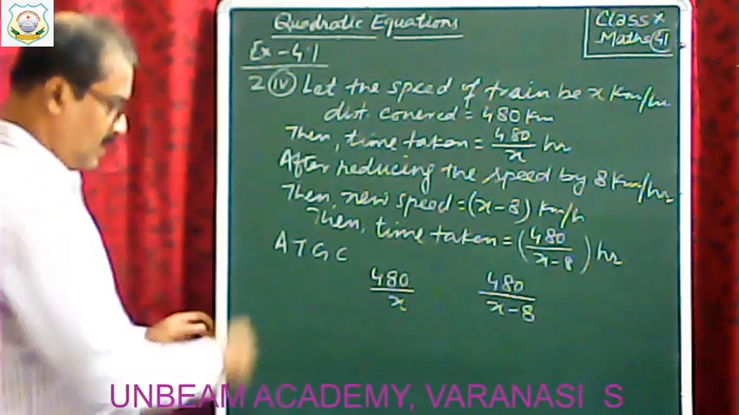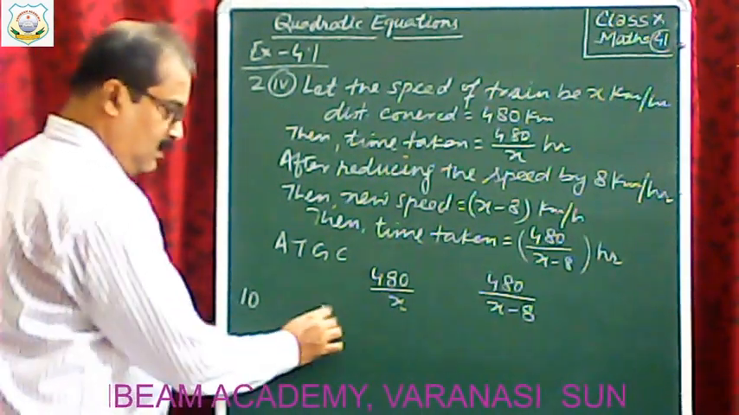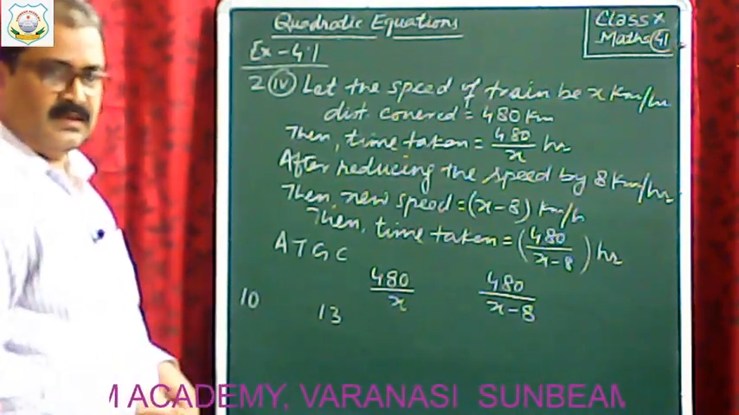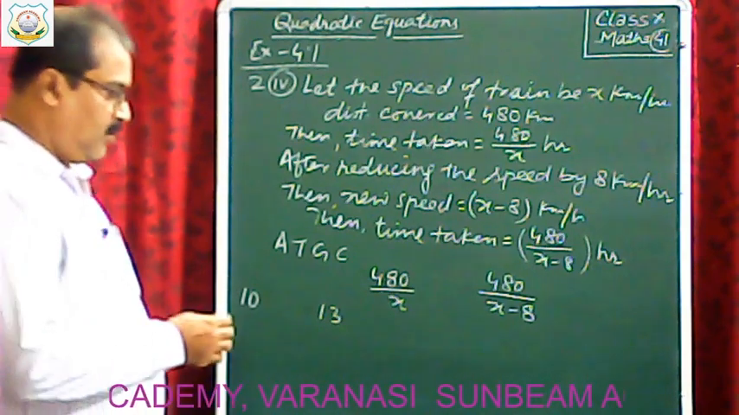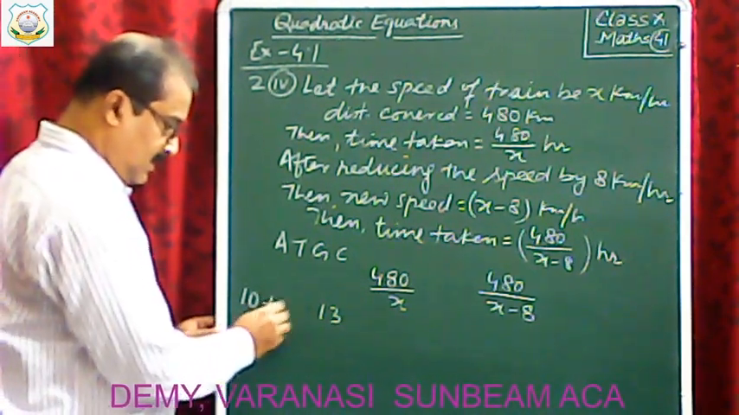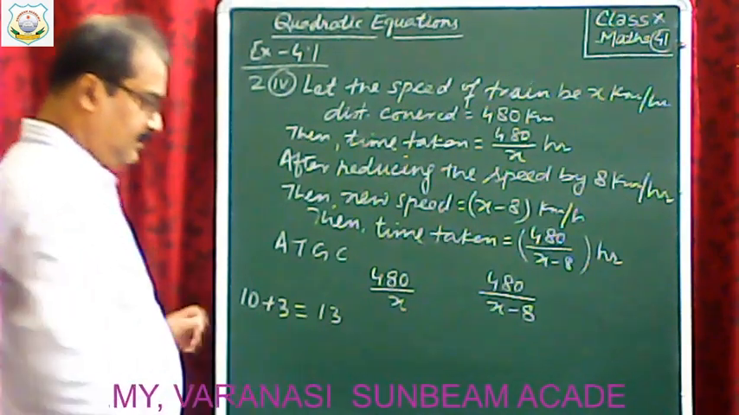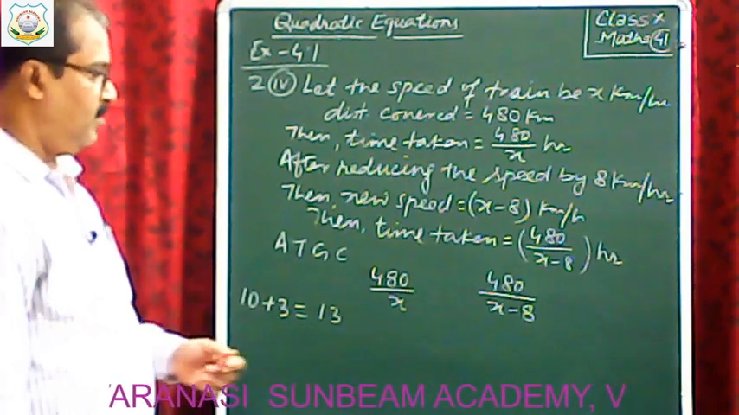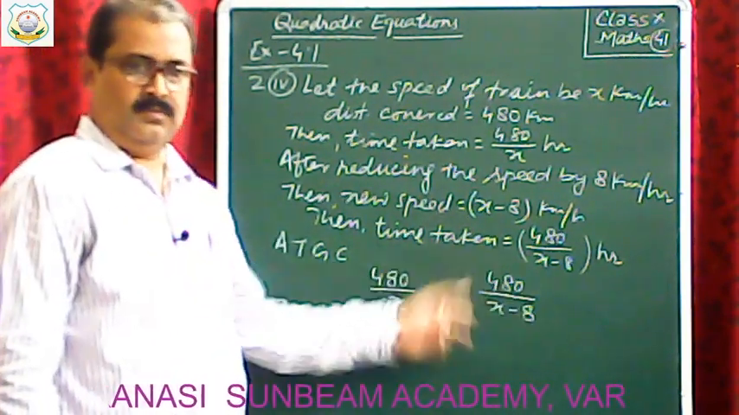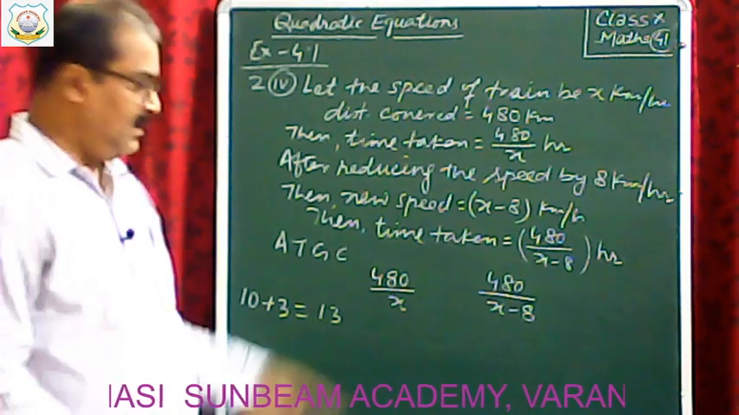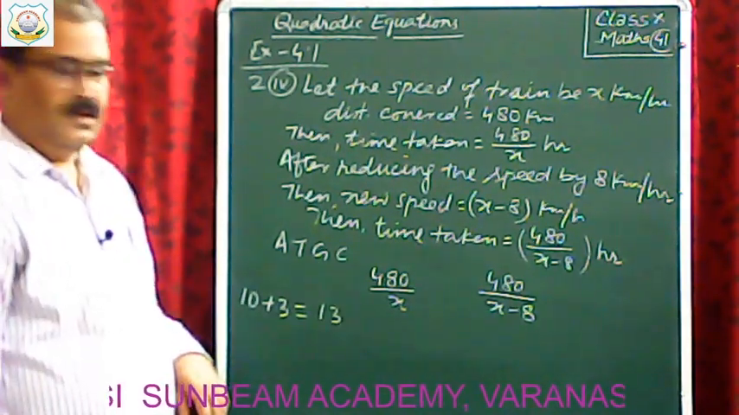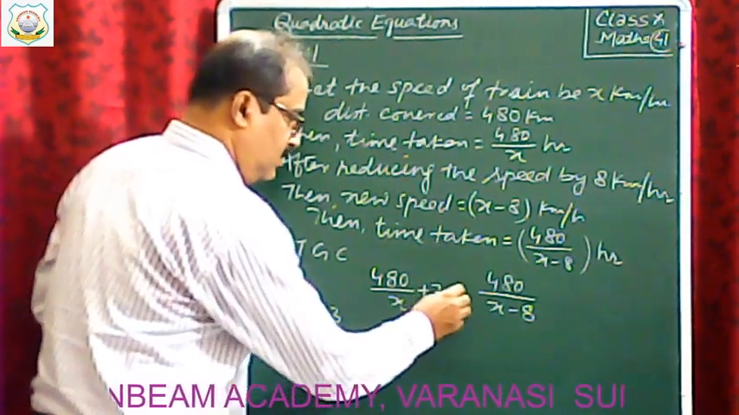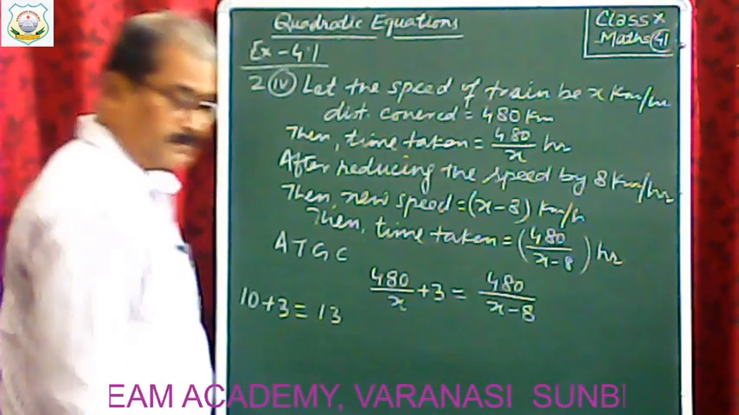We suppose it is 10 hours and new duration is 13 hours. So 13 is 3 more than that of 10. So you have to balance the equation. For that, what we have to do? We have to add 3 in LHS, then we get LHS equal to RHS, isn't it? In the same manner, 480 upon x minus 8, this new duration is 3 hours more than that of previous. We have to add 3 hours to the previous duration, then the equation forms.